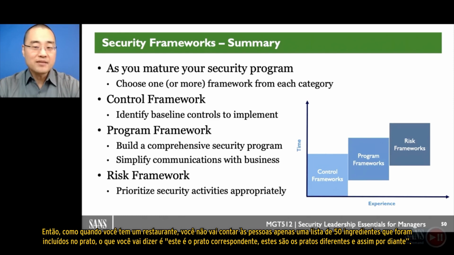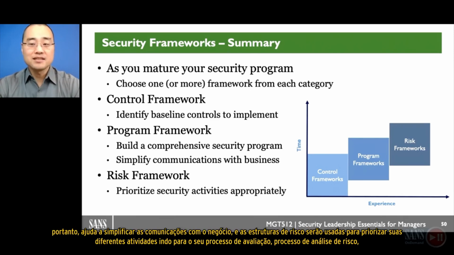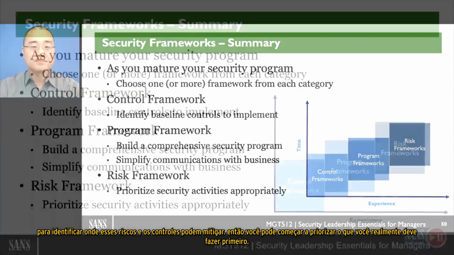So like when you've got a restaurant, you're not going to tell people just a list of 50 ingredients that went into the dish. What you're going to say is that this is the corresponding dish, and these are the different courses, and so on. So it helps to simplify communications with the business. And then the risk frameworks are going to be used to prioritize your different activities, going through your risk assessment process, your risk analysis process, to identify where there's risk, what controls can mitigate those, so that then you can start to prioritize what you should actually do first.